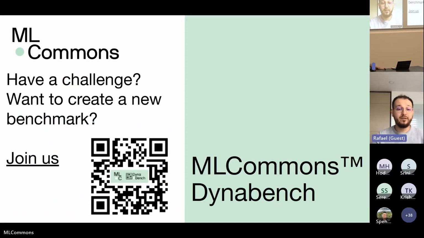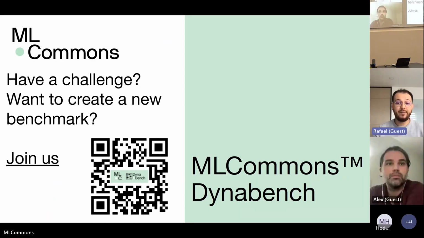If you have a challenge, if you want to create a benchmark, if you're interested in benchmarking NLP models or computer vision models, we have a framework that allows us to get things done really easily and in a very smooth way. If so, just contact us. You can scan the QR code there, or just go to dynabench.org if you are interested. Thanks, everyone.